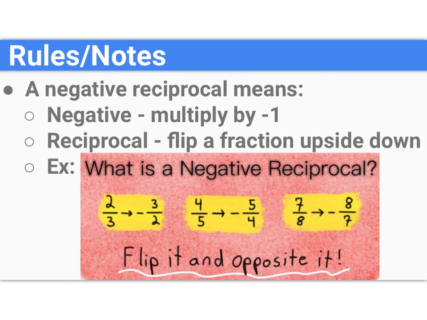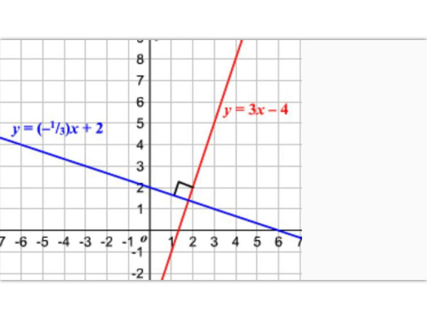All right, so here is an example of a negative reciprocal. What we mean by perpendicular lines is that the lines form a 90-degree angle. So let's look at the slopes of our lines. -1/3: if we flip it upside down, it becomes -3 over 1. Then we multiply it by -1, it becomes 3, which is the same as this one here. So negative reciprocal slopes make perpendicular lines.